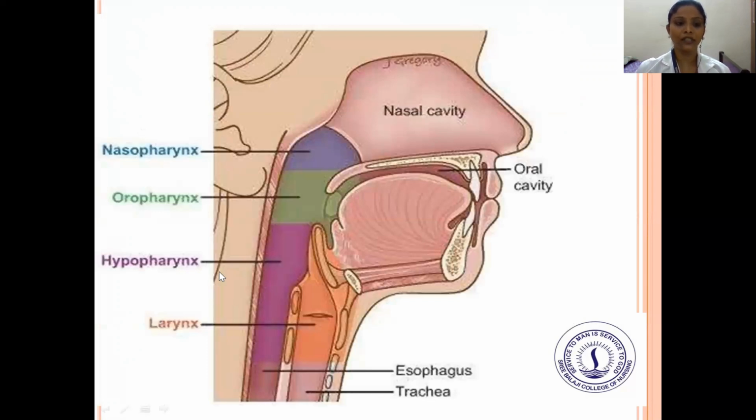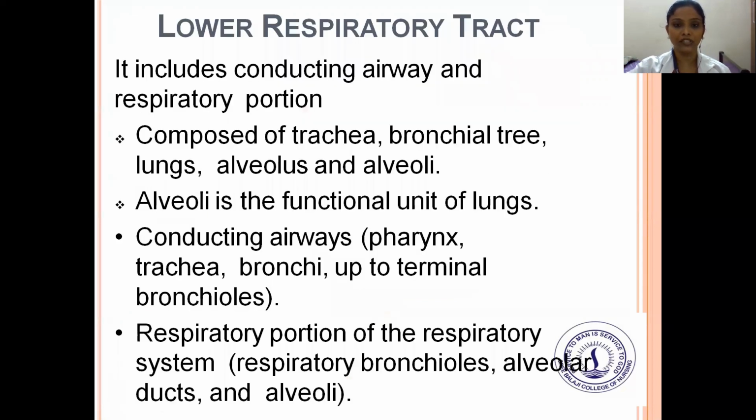So in the other picture, it is nasopharynx, oropharynx, hypopharynx, and pharynx, whereas the esophagus and the trachea are present, and then the oral cavity and the nasal cavity.